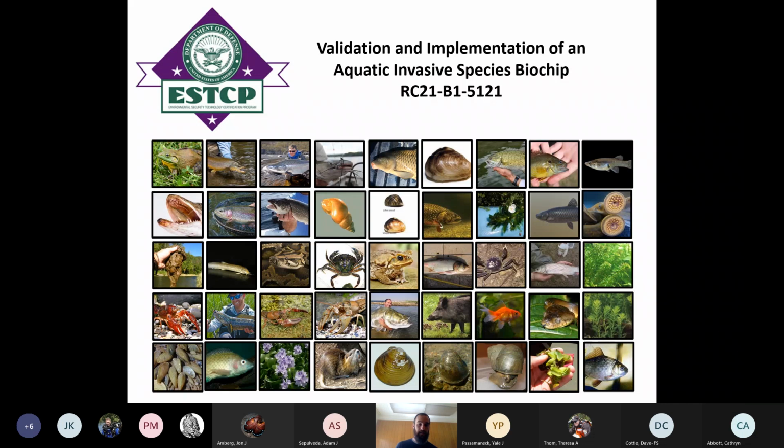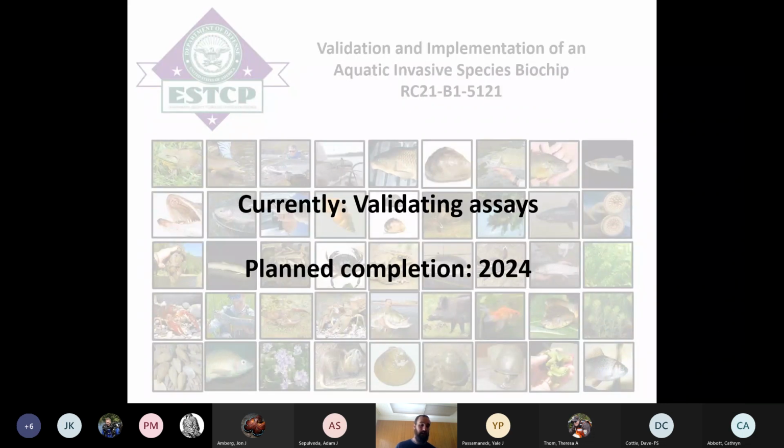So excited about this project. Right now, we're early in this project. We're validating assays. We're going as fast as we can while doing a thorough job of characterizing existing published assays and developing some new assays for application across the United States. And the planned completion for this project is sometime in 2024. So that's when we'll be thinking about having that protocol out and initiating our proficiency testing plan.